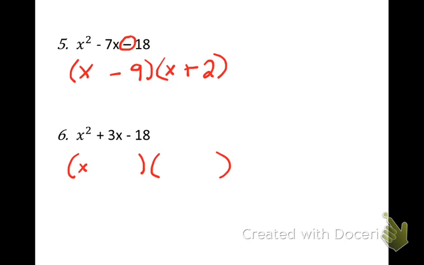So again, two sets of parentheses. Signs are going to be different. Factors of 18 that when I subtract are going to give me a 3. So 6 times 3 looks like that'll work. So 6 and 3. Which one needs to be the bigger one, or positive? The bigger one. So again, double check: x squared minus 3x plus 6x would be plus 3x, minus 18.